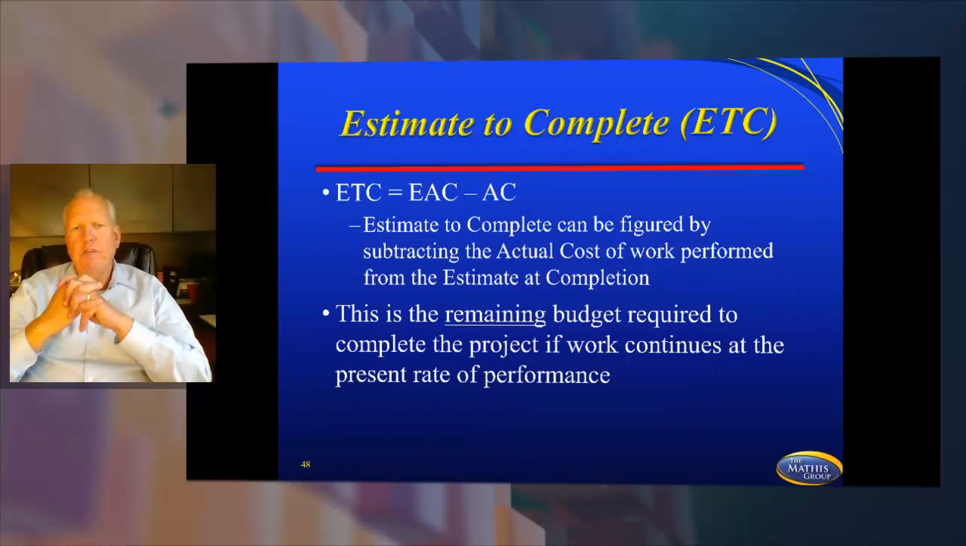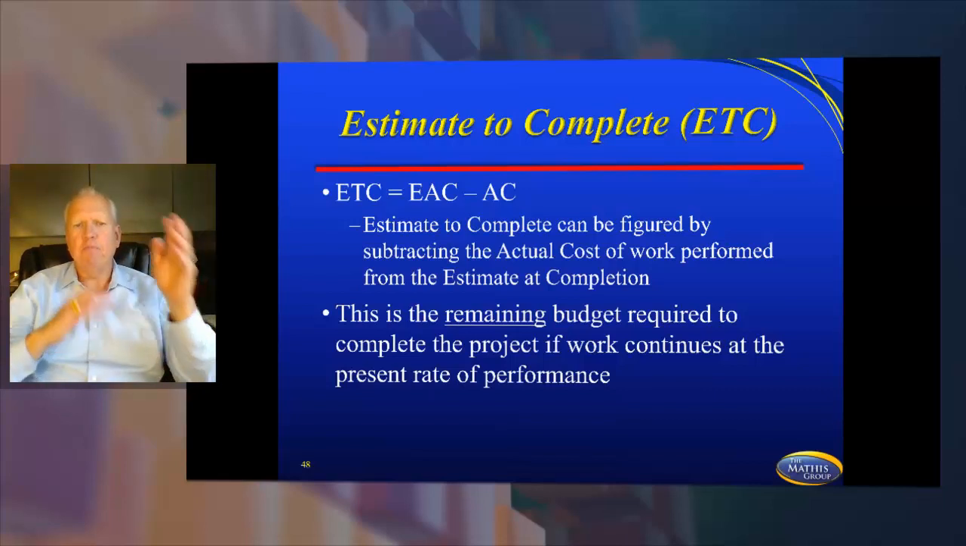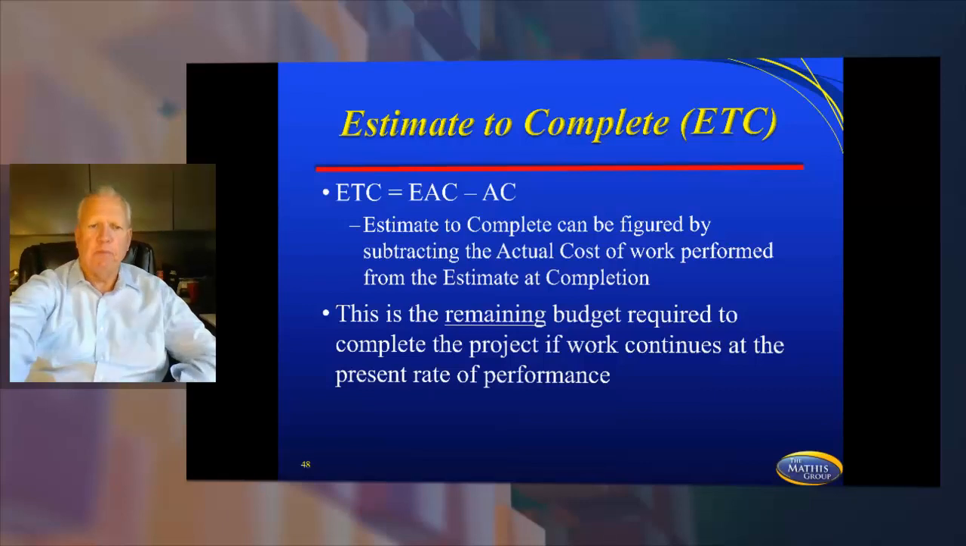All right, your ETC is EAC minus actual cost. So estimate to completion can be figured by subtracting the actual cost of work performed from the estimate at completion. This is the remaining budget required to complete the project if work continues at the present rate of performance. Now, many people will stop and say, well, what's my remaining budget? That's not what it says here. It says it's the remaining budget you need. The difference between EAC and ETC: EAC is how much my total project will cost if work and performance stay the same. And ETC tells you how much more money you need if work and performance stay the same. So you've got to be able to interpret both of those.